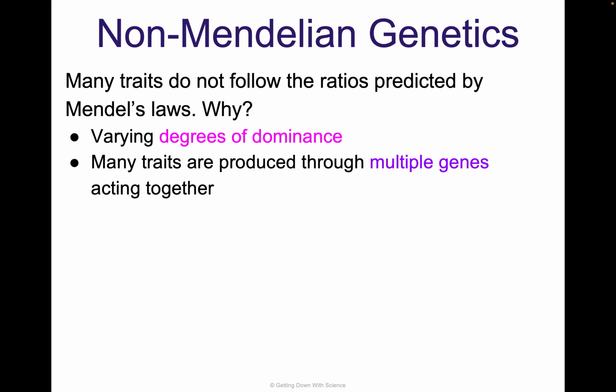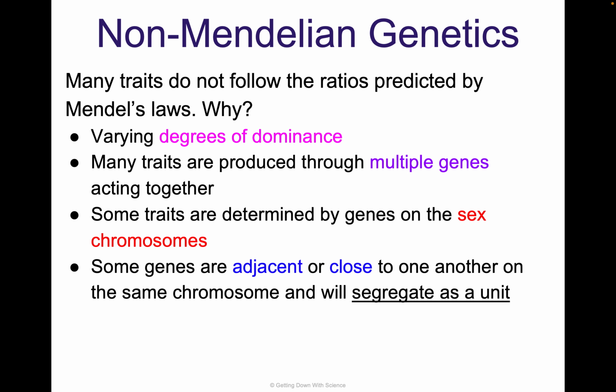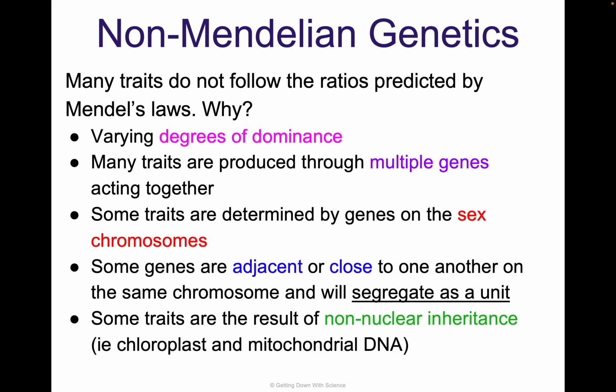Many traits are produced through multiple genes acting together. When we dig into that, we'll learn about epigenetics. Some traits are determined by genes on the sex chromosomes, so that does not follow Mendelian genetic laws. Some genes are adjacent or close to one another on the same chromosome, and they'll segregate as a unit, right? So they'll kind of go together.